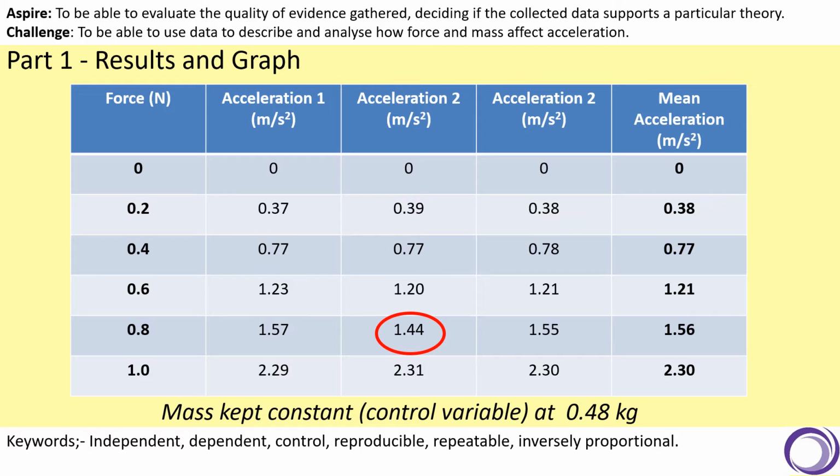So remember, doing repeat readings reduces random errors because you can get rid of them when you find the mean. So that gives me a mean of 1.56. If I'd included the 1.44, it would have brought the mean down. It probably would have given me an anomalous point on the graph.